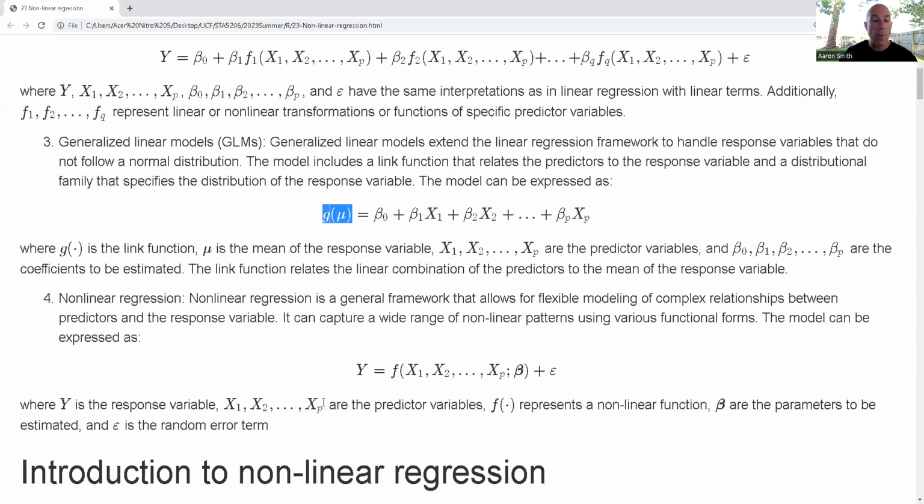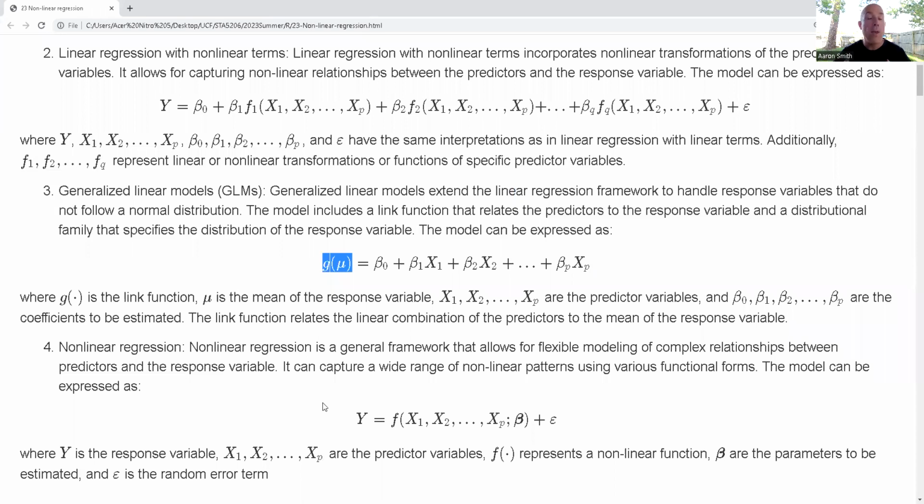Now, the next one I want to talk about, and this is the topic of the video, is nonlinear regression. Here we have the most flexibility in what's going on. This is a general framework that allows for flexible modeling of complex relationships between predictors and response variables. It can capture a wide range of nonlinear patterns using various functional forms. The model can be expressed in this format.